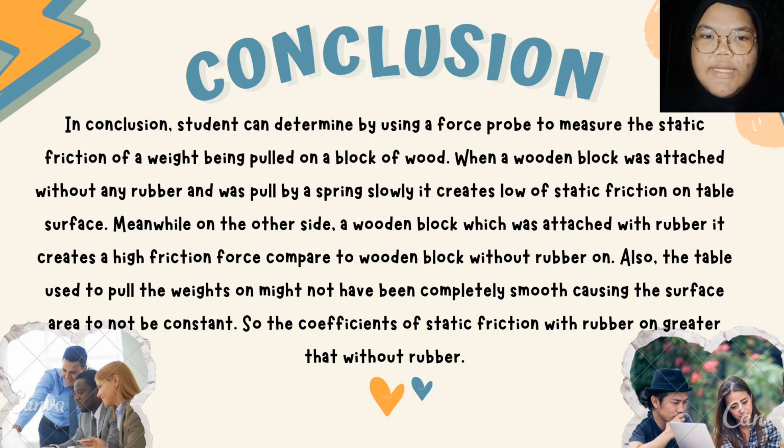In conclusion, students can determine by using a force probe to measure the static friction of a weight being put on a block of wood. When a wooden block without any rubber was pulled by a spring slowly, it creates low static friction on the table surface. Meanwhile, a wooden block which was attached with rubber creates a higher friction force compared to the wooden block without rubber. Also, the table used to pull the weights on might not be completely smooth, causing the surface area to not be constant. So, the coefficient of static friction with rubber is greater than without rubber.